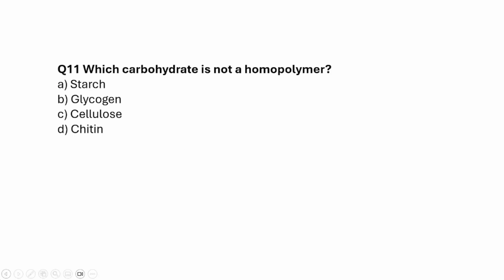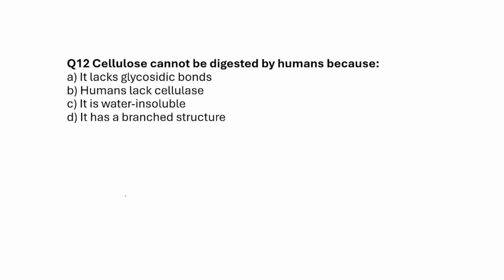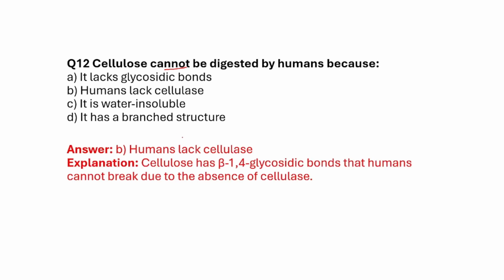Which carbohydrate is not a homopolymer? Starch, glycogen, cellulose, chitin. So chitin is not a homopolymer, it is rather a heteropolymer made up of modified sugars of N-acetyl glucosamine. Cellulose cannot be digested by humans because it lacks glycosidic bonds. Humans lack cellulase. It is water insoluble. It is a branched structure. So humans lack cellulase, and cellulase is important for degrading cellulose because it has beta 1,4 glycosidic bonds.